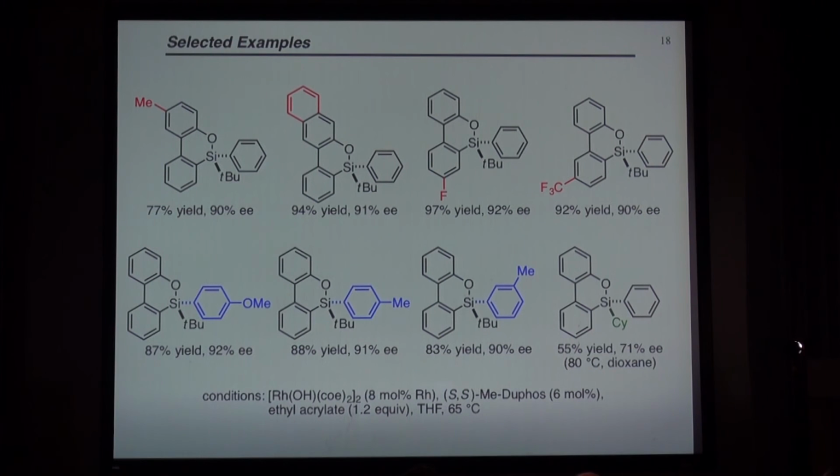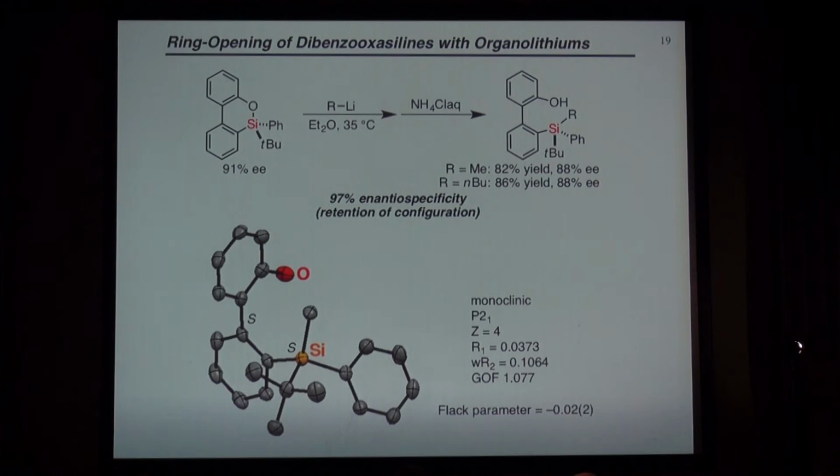Under the desired conditions, we could synthesize several dibenzoxacylanes shown here, having different substituents here or here at both biphenyl backbone. Or we can differentiate 2 of the same aryl groups instead of simple phenyl group to have this type of substituted phenyl groups on silicon atom. The product thus obtained can be ring opened in the presence of alkyl lithium to generate this type of tetraorganosilanes with retaining the silicon-stereogenic configuration, although 91% EE of the substrate becomes 88% EE.